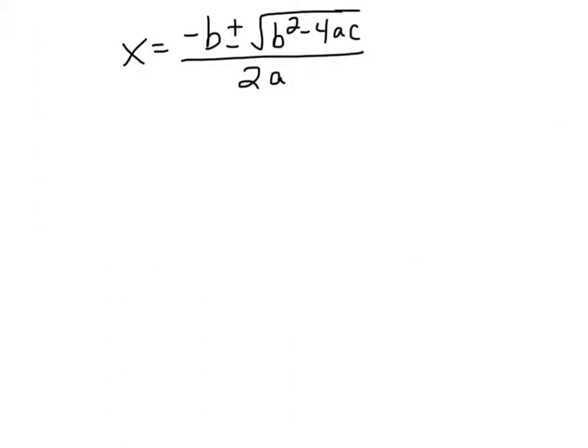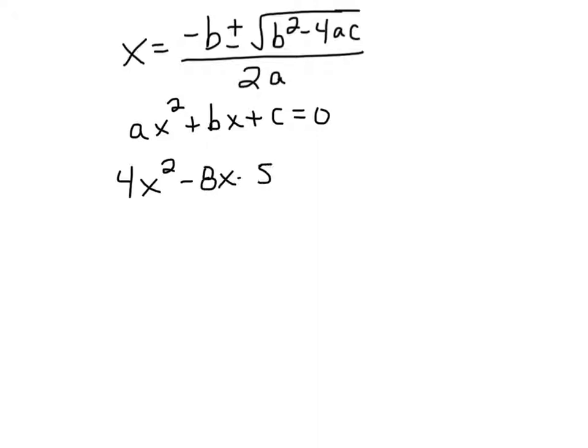In the first video of this module, I had mentioned to you that the standard form of a quadratic equation is ax squared plus bx plus c is equal to 0. In order to use the quadratic formula, you will need to determine what a, b, and c are equal to in the equation that you are dealing with. So, let's say that we were dealing with the equation 4x squared subtract 8x subtract 5 is equal to 0.